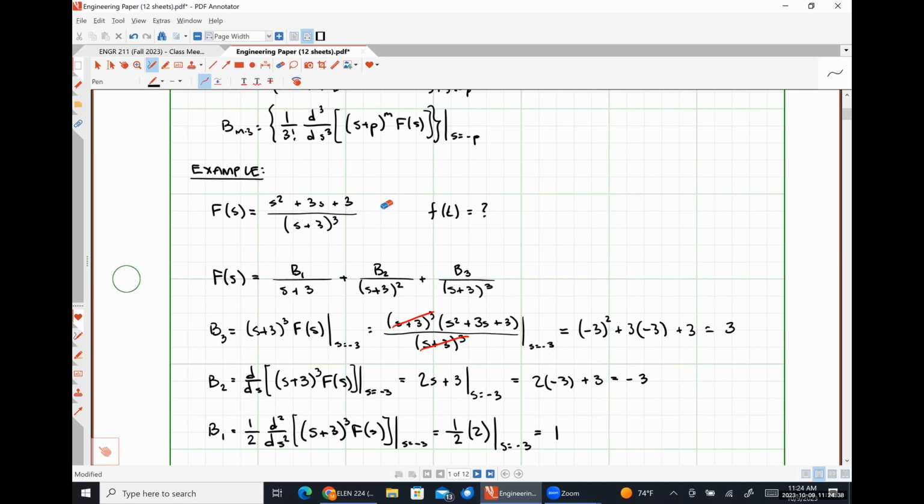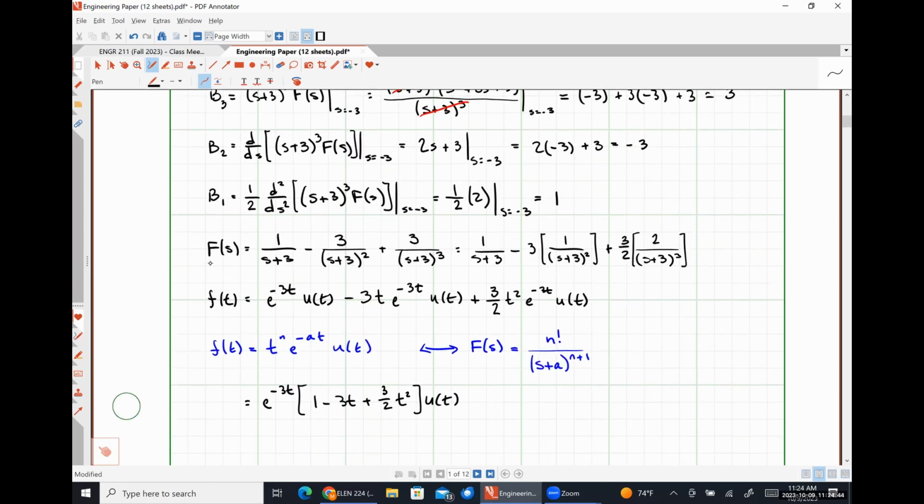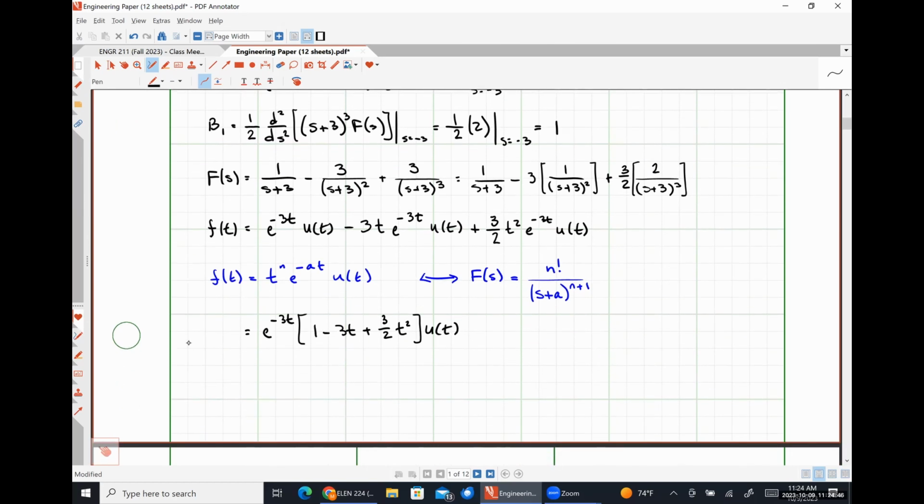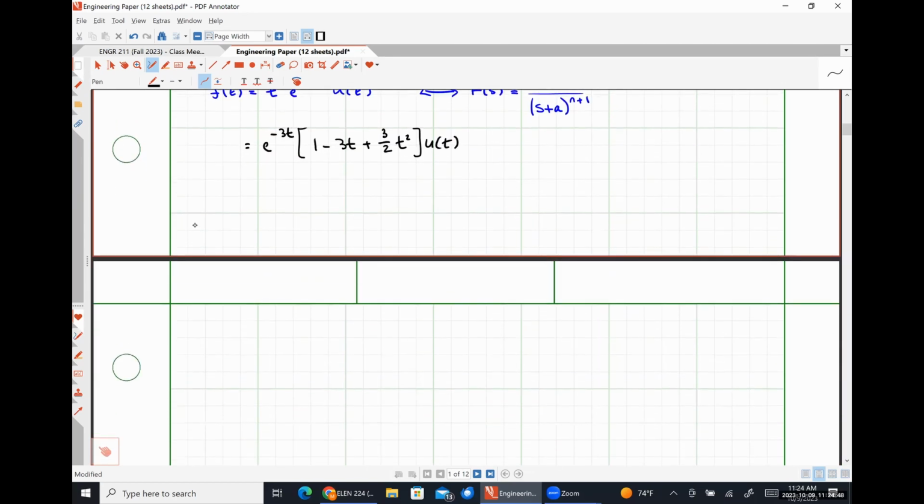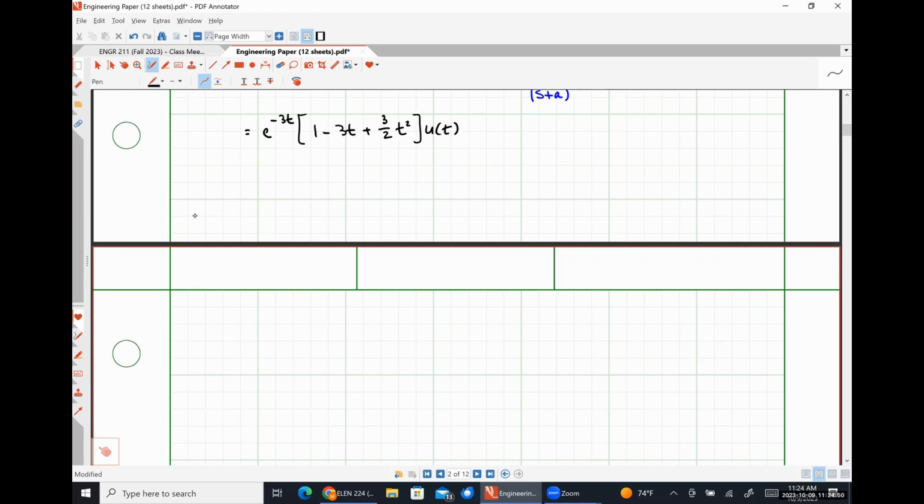Any other questions about that? All right. So moving one step further, what if we had a combination of distinct and repeated real poles?